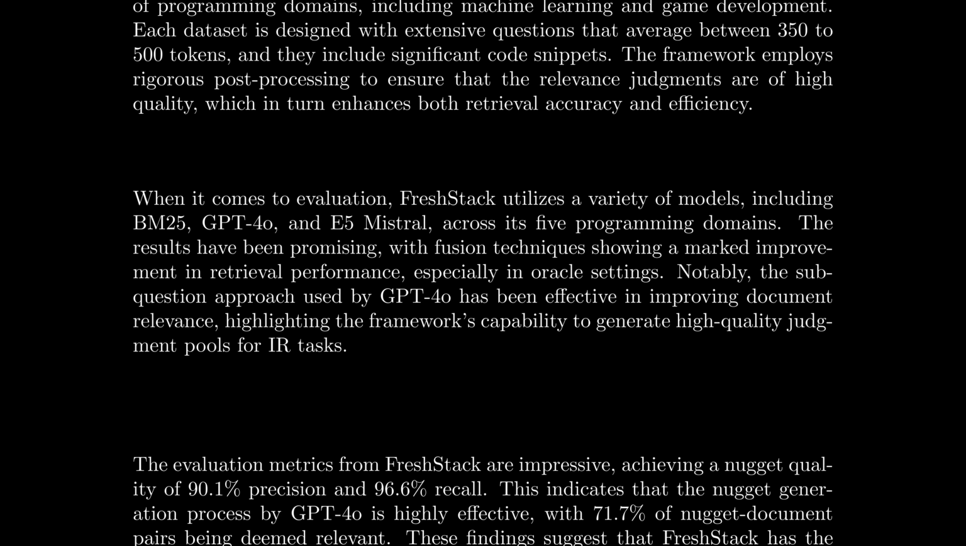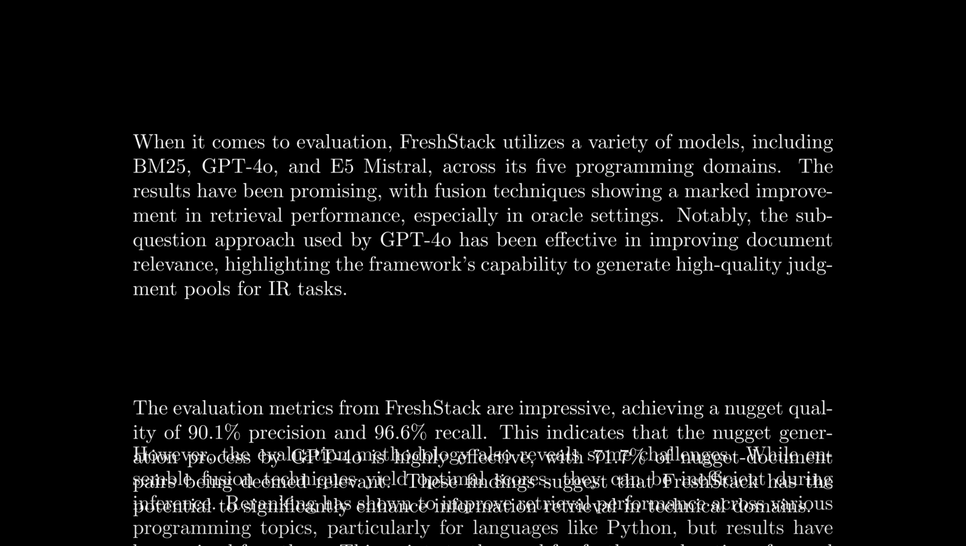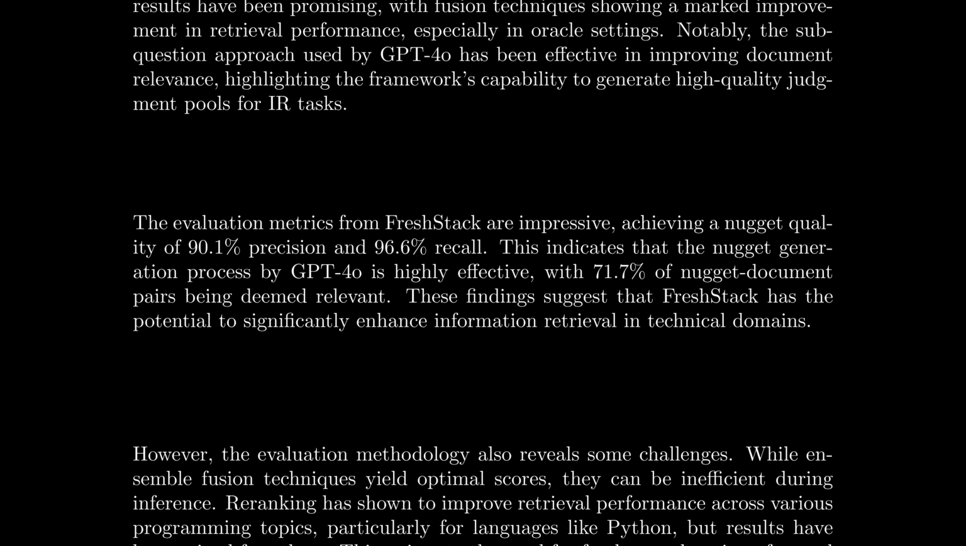When it comes to evaluation, FreshStack utilizes a variety of models, including BM25, GPT-4o, and E5 Mistral, across its 5 programming domains. The results have been promising, with fusion techniques showing a marked improvement in retrieval performance, especially in Oracle settings. The evaluation metrics from FreshStack are impressive, achieving a nugget quality of 90.1% precision and 96.6% recall.